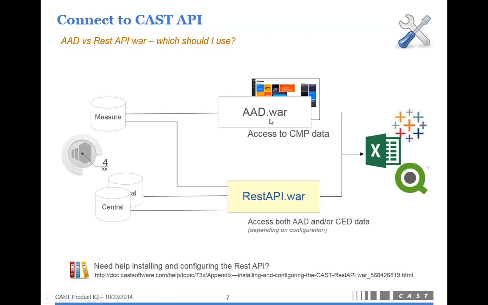So the selection, choosing the Word file to use for connecting and extracting data, depends on the type of information you want to extract. As of today, the difference is very limited. It's only limited to, again, the action plan and the transaction. In the future, the REST API Word file will be expanded to support access to all the information that are available on the engineering dashboard, the traditional CAST dashboard.